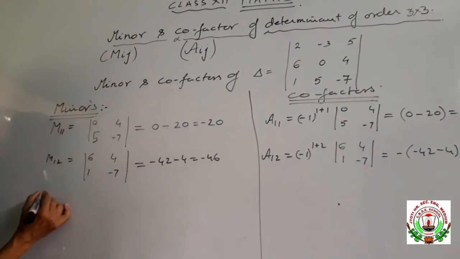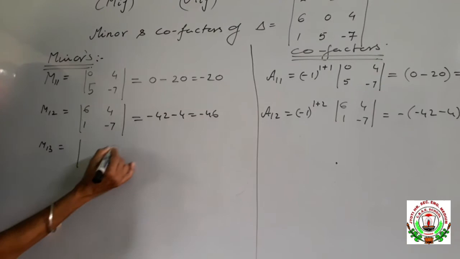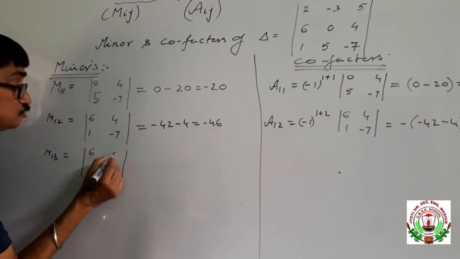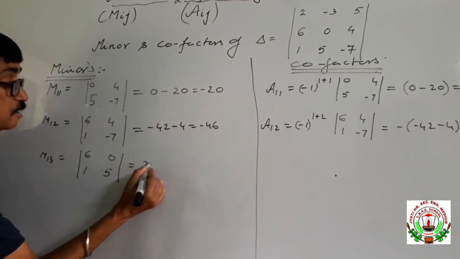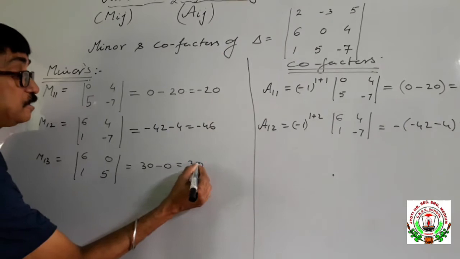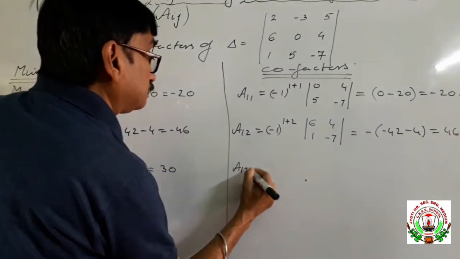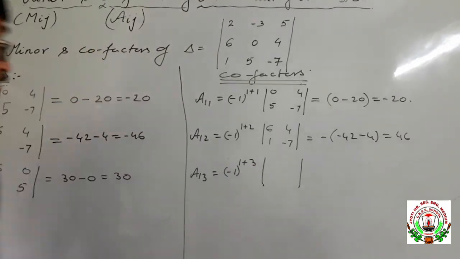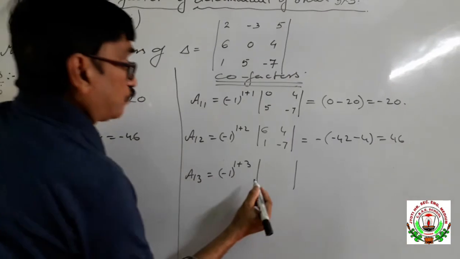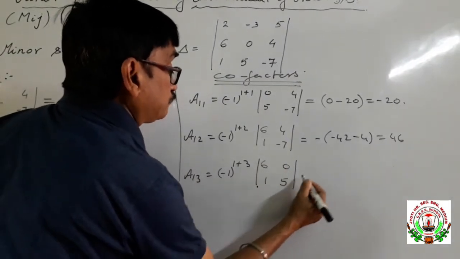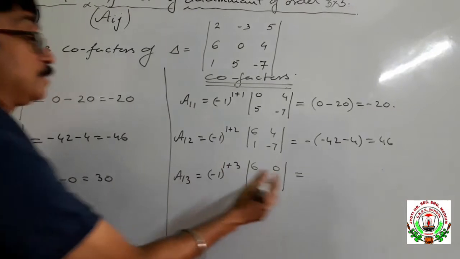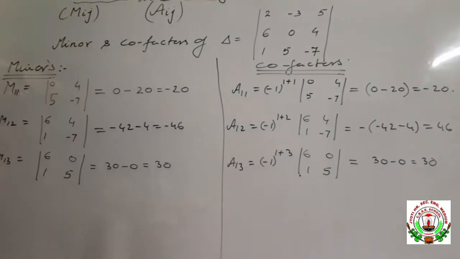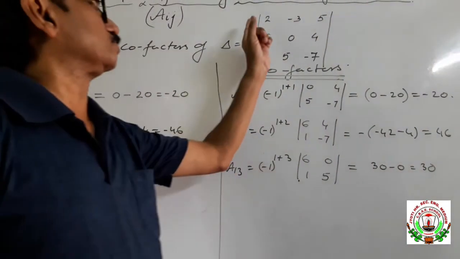Now for the third one, M13, we are going to delete the first row and the third column. We are left out with 6, 0, 1, 5. Now 30 minus 0 is equal to 30, and for its cofactor A13 equals minus 1 to the power 1 plus 3, and the elements will be 6, 0, 1, 5. This will become positive, and 30 minus 0 equals 30. These are the minors and the cofactors of the elements of the first row.